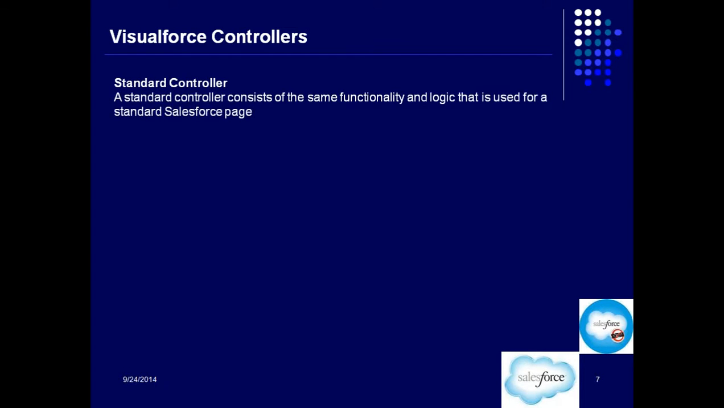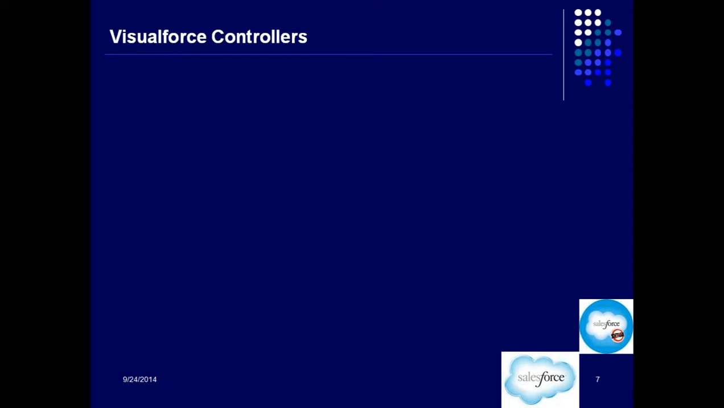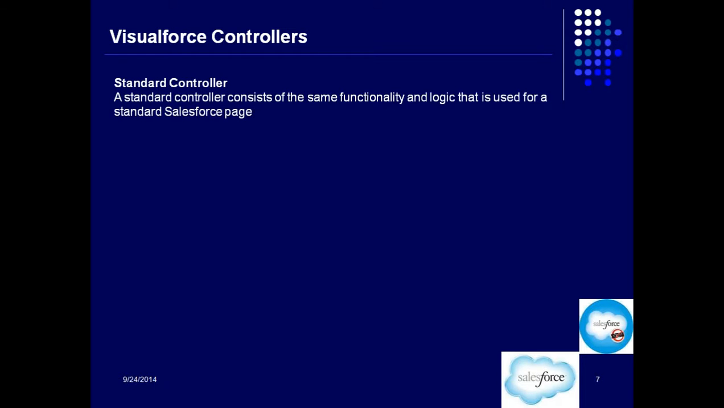So there are four different types of controllers which we have. The first one is a standard controller. So controllers are of different types. The first type of controller is a standard controller. What is the standard controller? A standard controller consists of the same functionality and logic that is used for a standard Salesforce page.